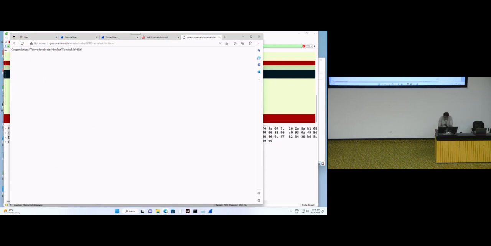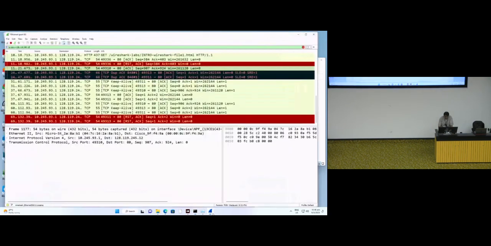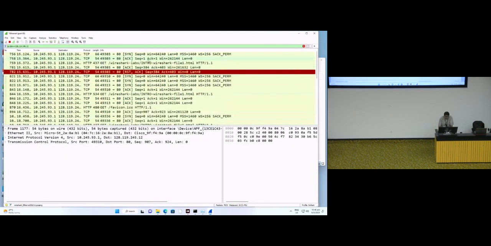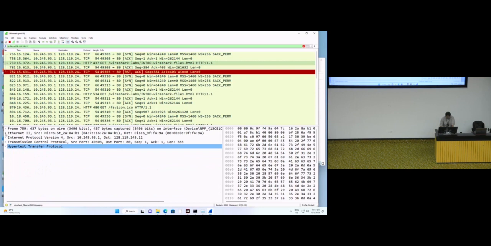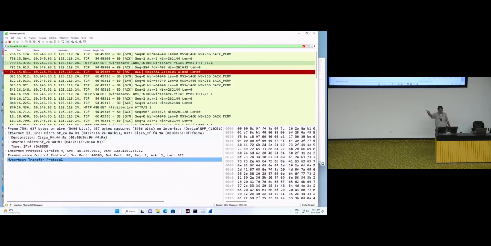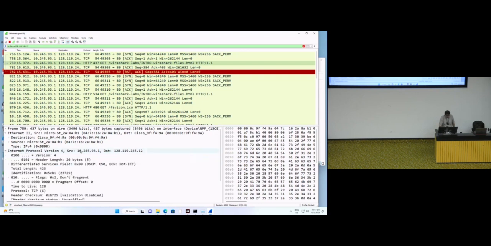So here is the packet from me. Remember, I'm 10.245.93.1. And again, if you look here at the Ethernet, you will see the same next hop. Even though the destination now is 128.119.245 in the US, the MAC address destination is the same, because it's the next hop. It's not surprising that since I'm connected to a router, the next hop is the router I'm connected to.